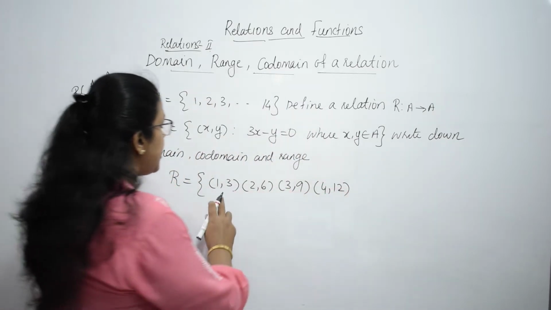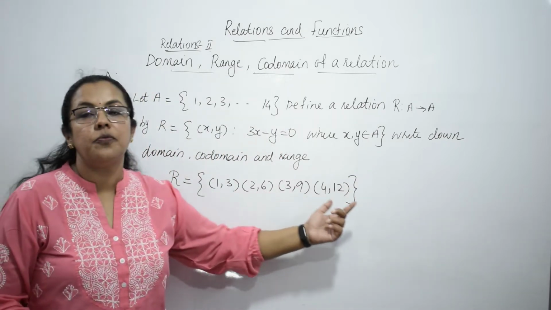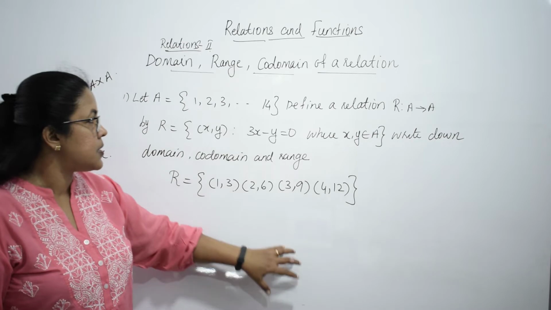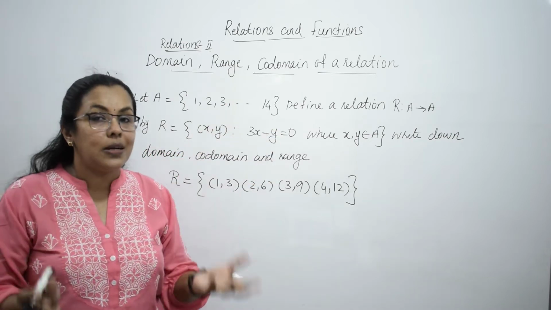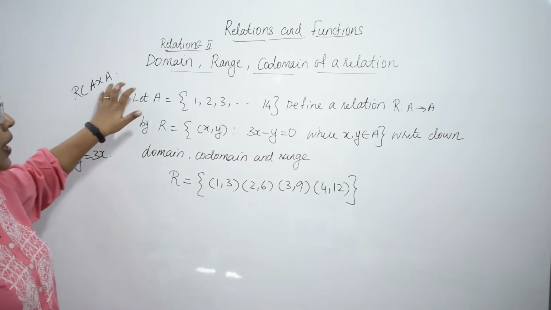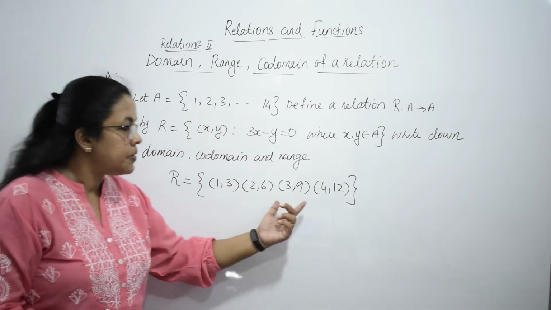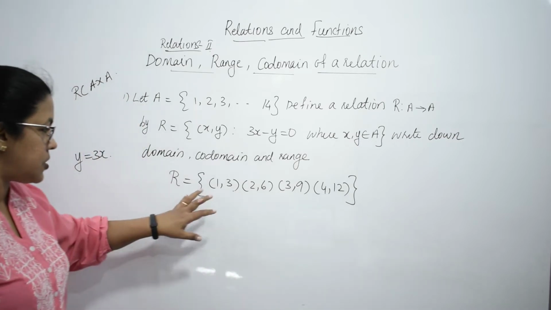So the only elements in this relation are (1,3), (2,6), (3,9), (4,12). (5,15) is not possible. 5 is an element of A, 15 is not an element of A. So (5,15) is not an element of A cross A. Now write the domain, range and codomain of this relation.